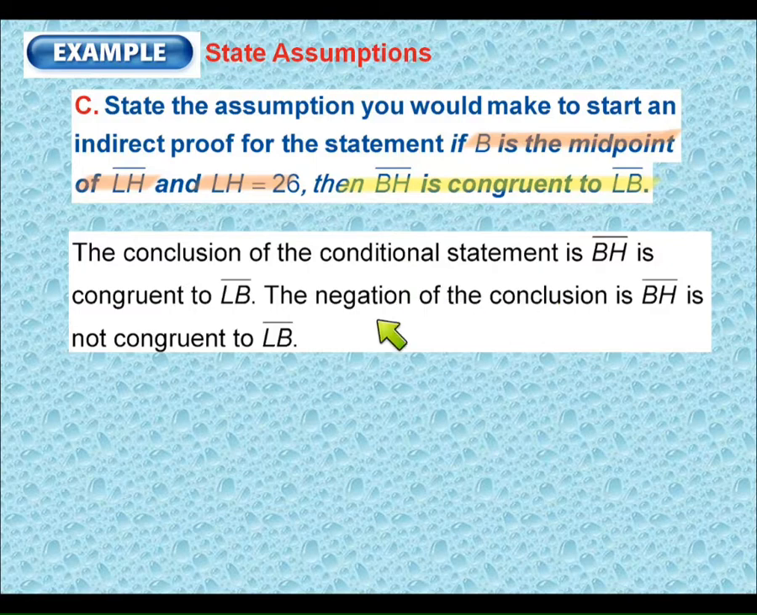That's what we're trying to prove, so we're going to negate this conclusion. We would start our proof by saying BH is not congruent to LB. We only negate what's to be proved. The orange parts are given. The yellow part is our conclusion, or what is to be proved. So instead of BH is congruent to LB, we would start off by saying BH is not congruent to LB. We'll get to how to use it in a proof. Right now, I just want to get down the assumptions. Instead of trying to prove this, we're going to start with it's not congruent.